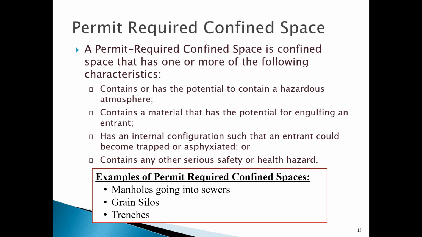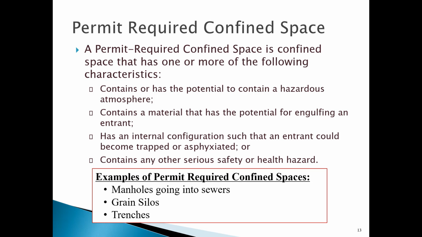Permit required confined space. A permit required confined space is a confined space that has one or more of the following characteristics. Contains or has potential to contain a hazardous atmosphere. Material has potential for engulfing an entrant. Has an internal configuration such that an entrant could be trapped or asphyxiated. Contains any other serious safety or health hazard.